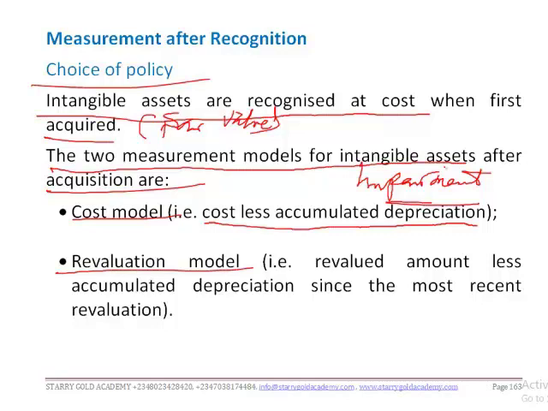You take it as an impairment. Are we together? So cost less accumulated depreciation or impairment. Are we together? Okay, so this you do at subsequent recognition. Then if you choose to use the revaluation model, it is the revalued amount less accumulated depreciation since the most recent revaluation.